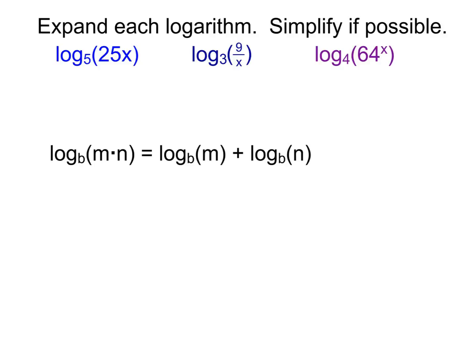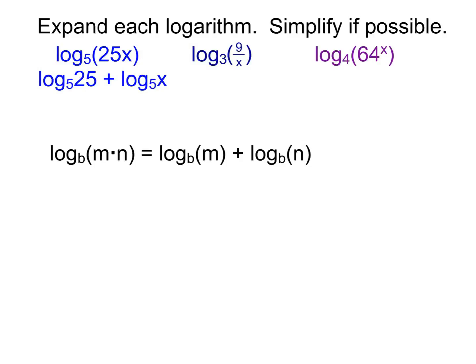So already I know that when I rewrite this, I'm going to have a log base 5 of something plus log base 5 of something else. Those two somethings are the two things that are being multiplied together. And so we end up getting log base 5 of 25 plus log base 5 of x. Make sure you're writing that down as we go.